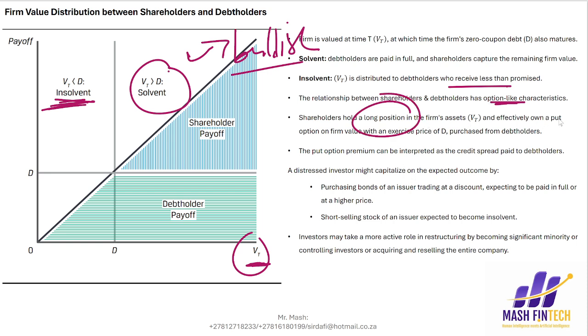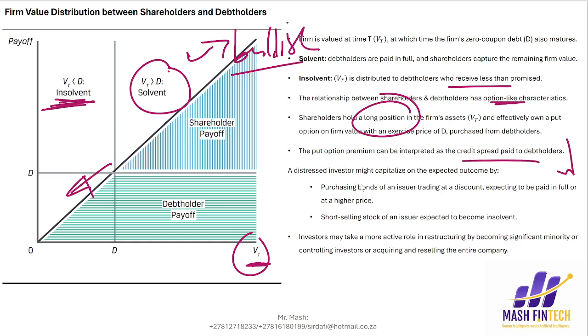And effectively, you own a put on the option. If you're an equity holder, it means you have a put that you've written on that stock, such that when the value goes down, you don't get anything when you write a put option. The person who benefits now is the debt holder, who gets everything and you get nothing. So the put premium can be interpreted as the credit spread that is paid to debt holders.